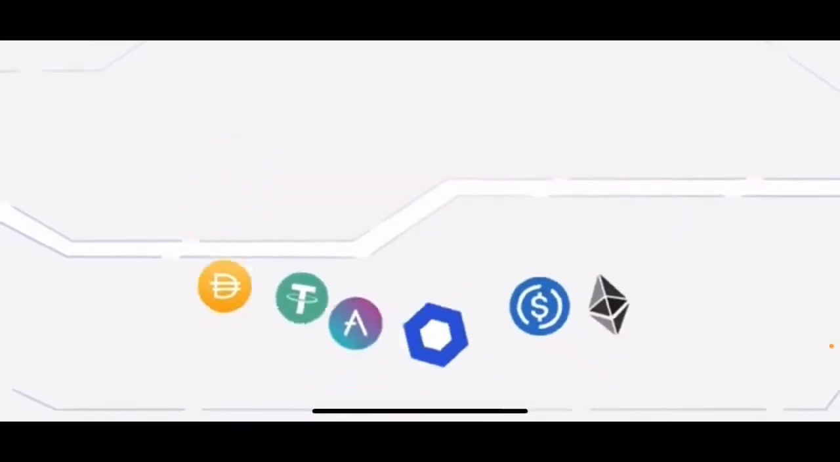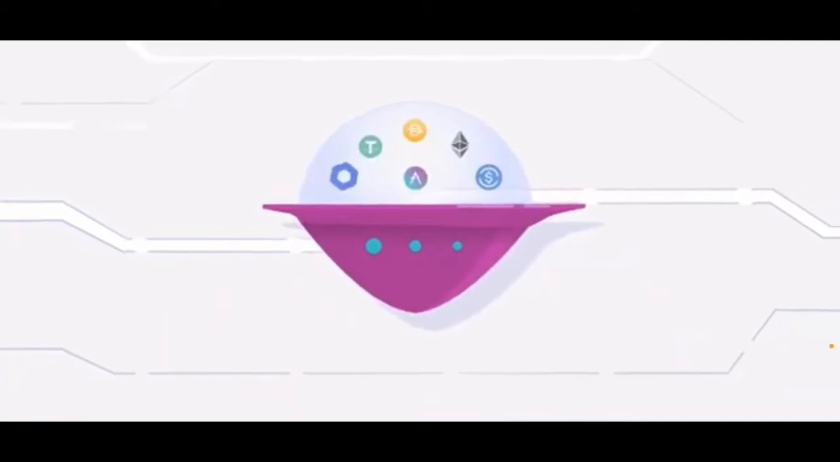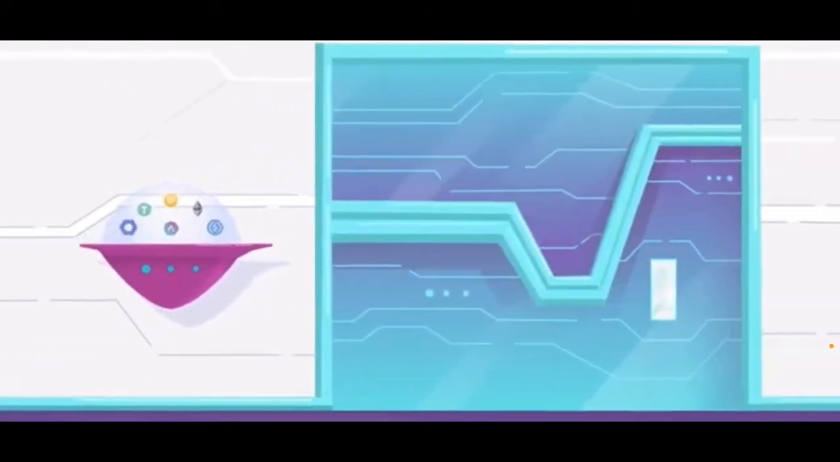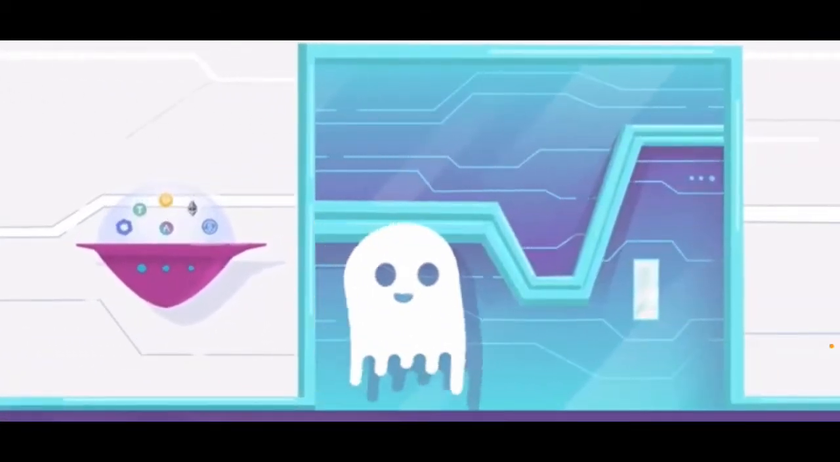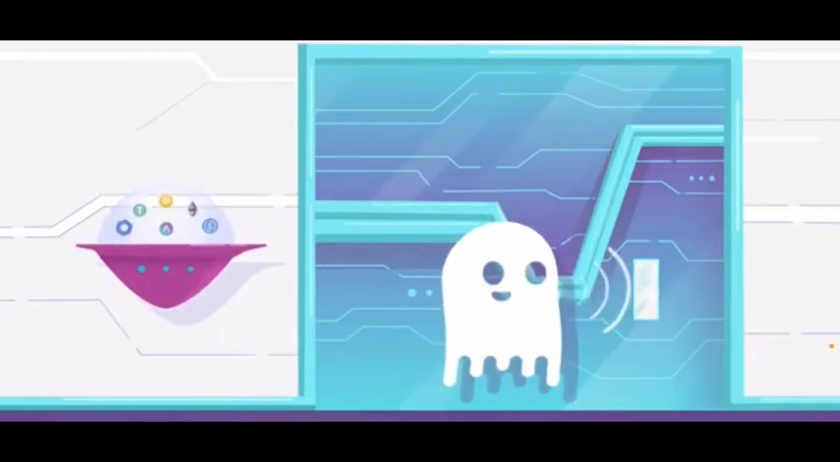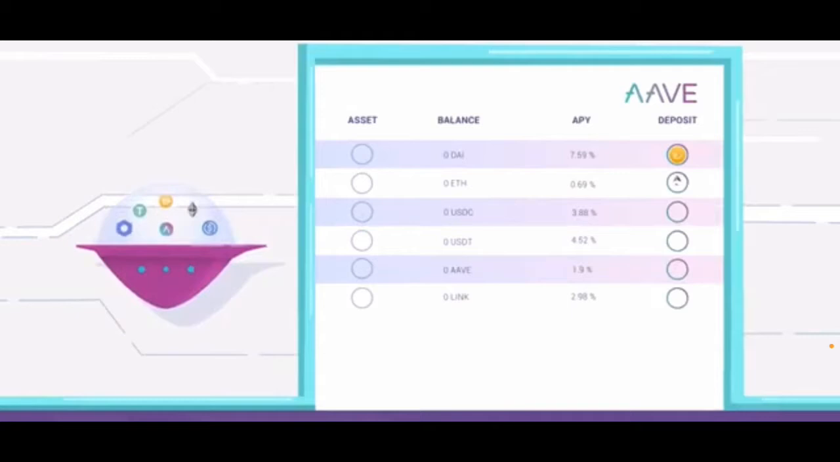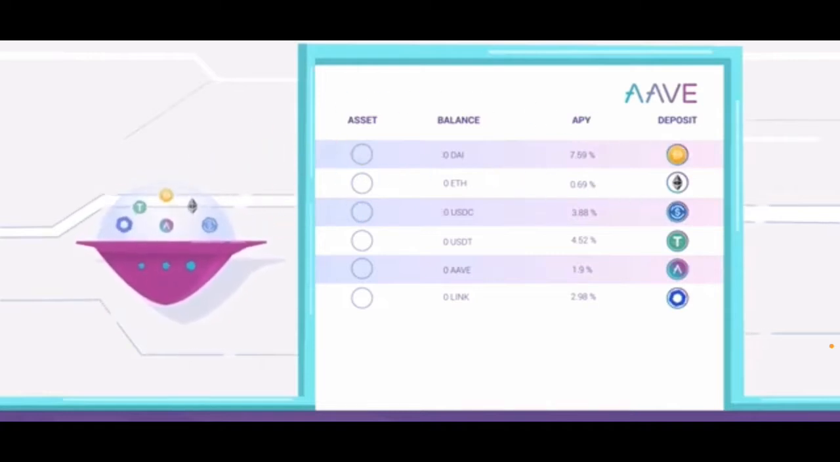You can earn passive interest on your digital assets. With AAVE, you can lend and borrow cryptocurrencies through an easy, secure DeFi protocol. Lenders deposit tokens and receive an interest-earning representation called A tokens. Deposit USDC and receive AUSDC. Deposit DAI and receive A DAI. You can withdraw your assets at any time.